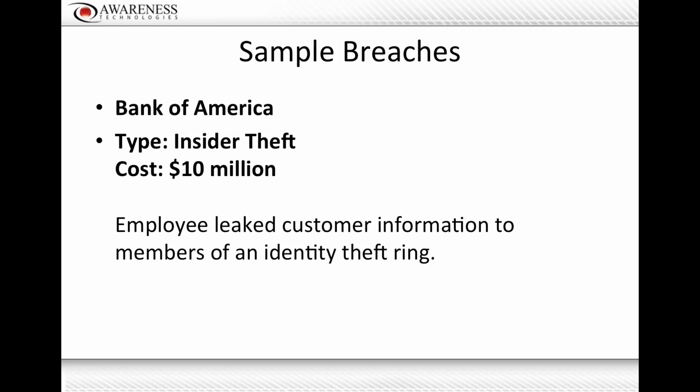What I wanted to do is take a look at some recent sample breaches, talk about how that data breach happened, and then talk about how to resolve it, pointing out where the weakest links were in each of these scenarios. This is a Bank of America data breach that occurred. The estimated cost of it was $10 million. What happened was insider theft. In this case, there was an employee taking customer information that they had access to as part of their ability to do their job.